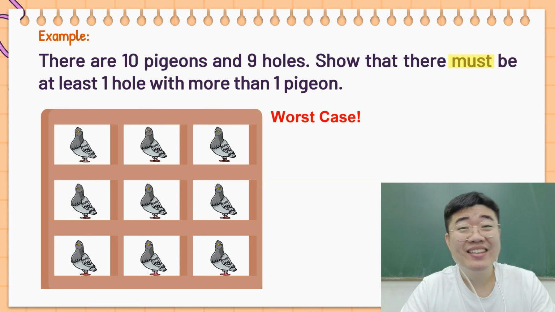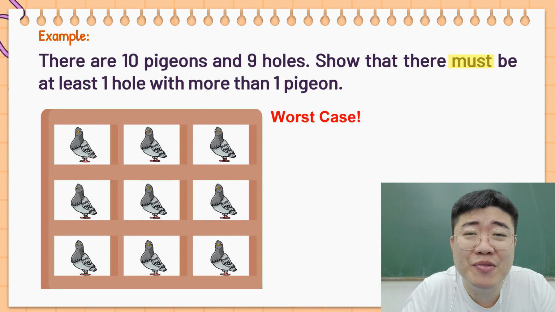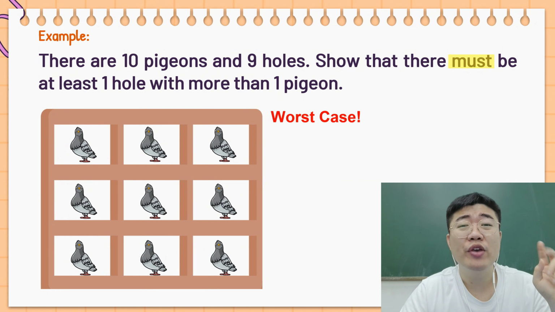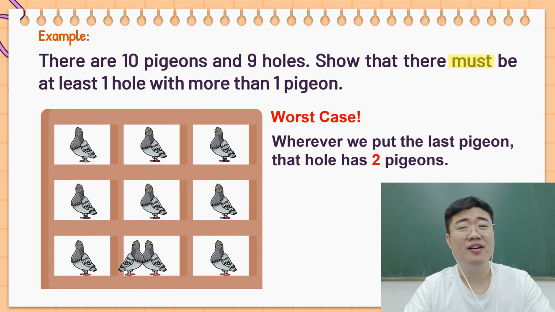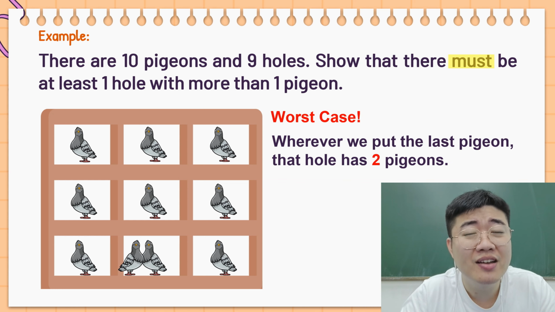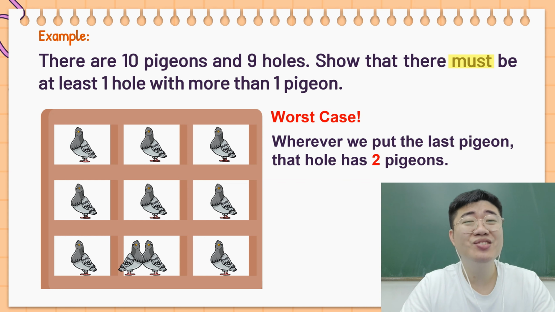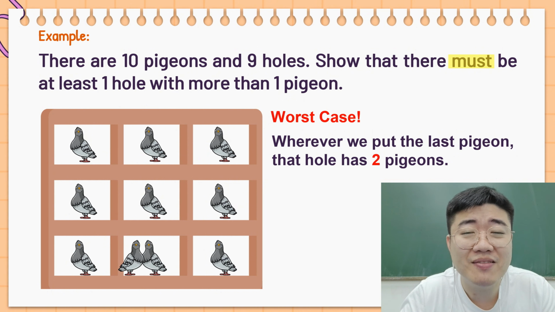Everyone, can we see that for the last pigeon, no matter where we put it, for that hole, we'll always get 2 pigeons. No matter where we place the last pigeon, that hole always gets 2 pigeons. So we've successfully solved the question.